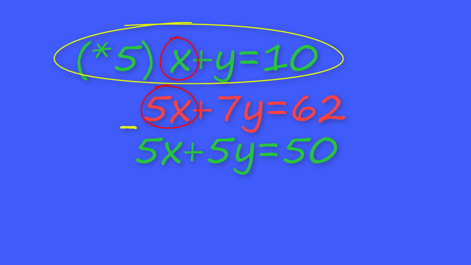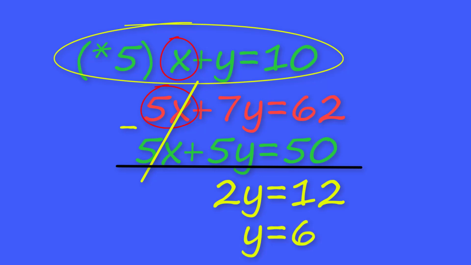When you subtract the two equations, both of the 5x's will cancel each other out, and we'll be left with 7y minus 5y equals 62 minus 50. We can simplify this to get 2y equals 12 and y equals 6. As you can see, we got the same answer as the previous method.